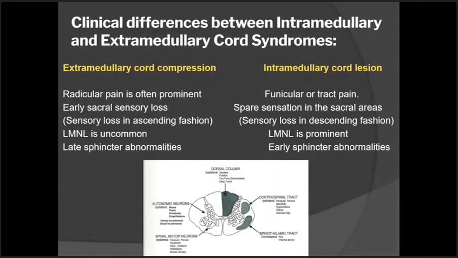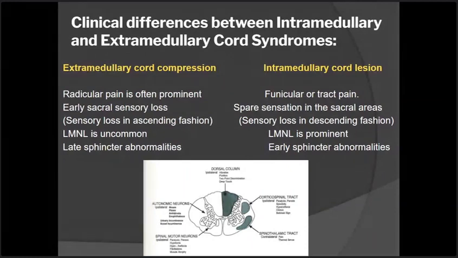First of all, we should differentiate: is the lesion extramedullary or intramedullary? Extramedullary, I think you take it in the neurosurgical lectures as spinal cord compression. Extramedullary, the lesion from the outside of the spinal cord compresses the spinal cord. Intramedullary, the lesion is from within, from inside the spinal cord. So, at first, you should differentiate: is it extramedullary or intramedullary?